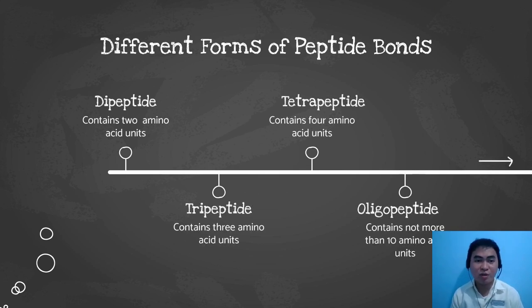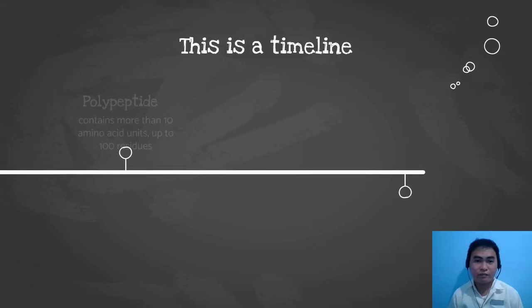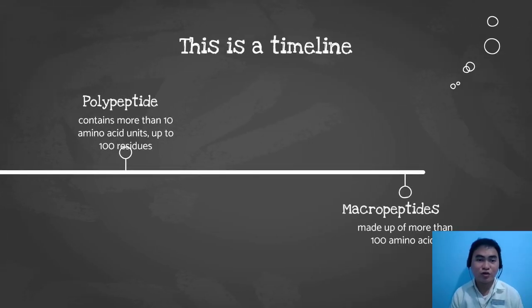We call it dipeptide if it contains two amino acid units, tripeptide if it contains three amino acid units, tetrapeptide if it has four amino acid units, and oligopeptide if it contains not more than 10 amino acid units. Polypeptide contains more than 10 amino acid units up to 100 residues. Meanwhile, if it exceeds 100 amino acid units, we can call these macropeptides.